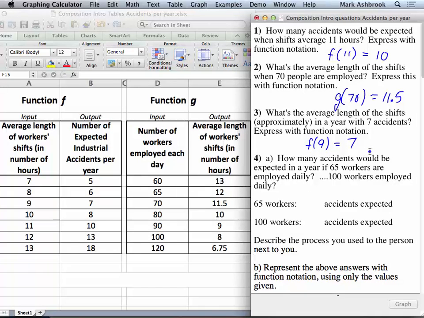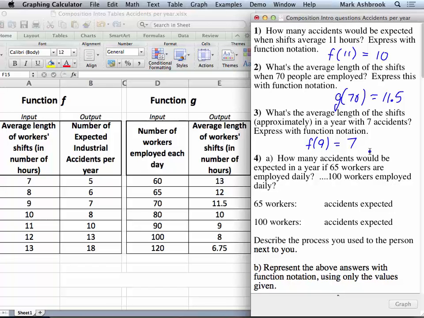Questions on 1 through 3? Does it make sense? It's not F of 7. You see why it's not F of 7? If it were F of 7, it'd be talking about this: an average length of 7 resulting in an output of 5 accidents per year. But here's what they're pointing at. They're saying, represent this with function notation. Well, that's F of 9.